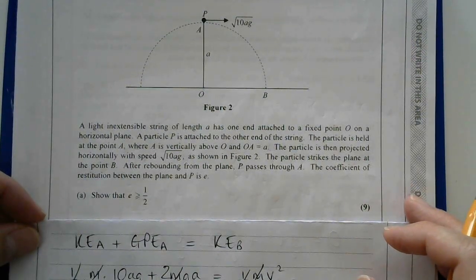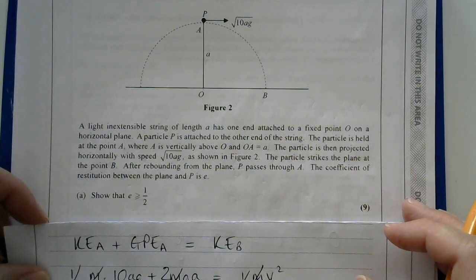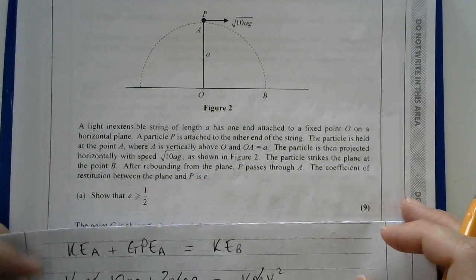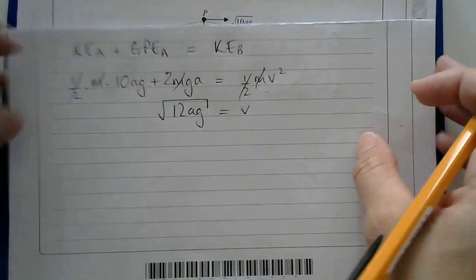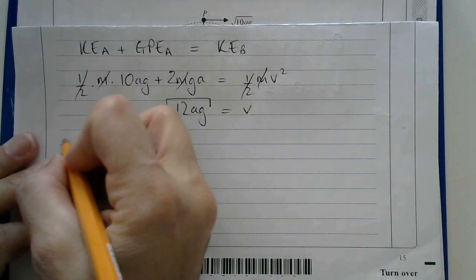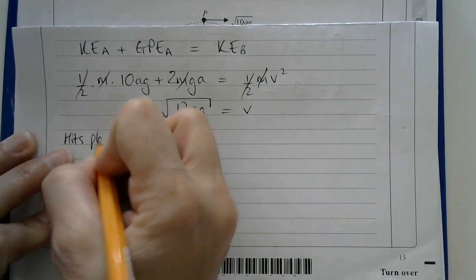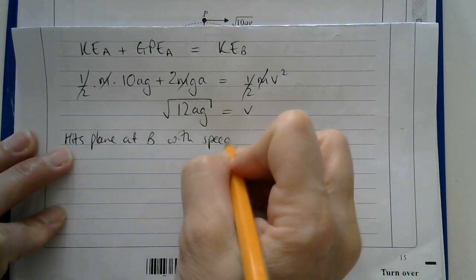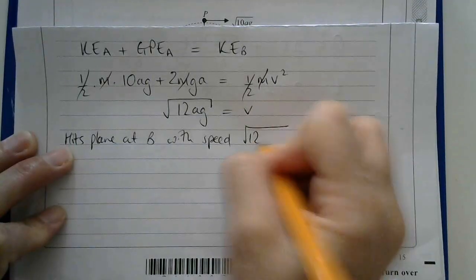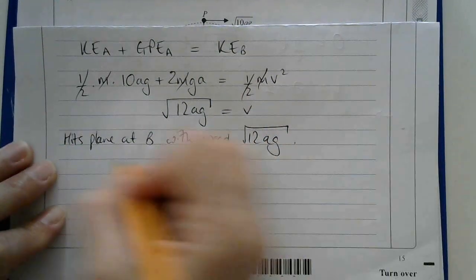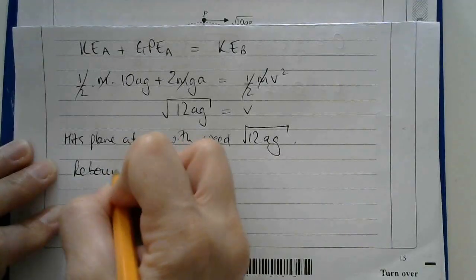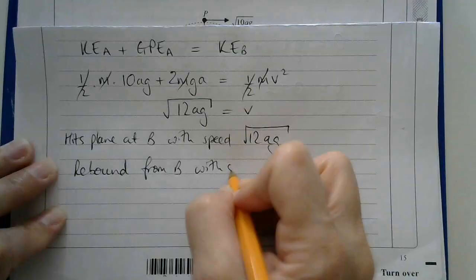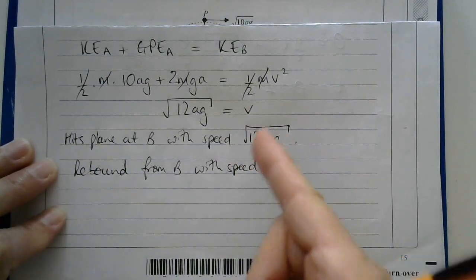Now, so that is the speed with which it hits the plane. So then what will happen? As it rebounds, well, if it hits the plane at B with this speed, then it will rebound from B with speed e times this.